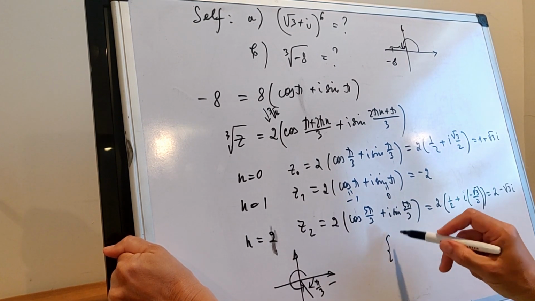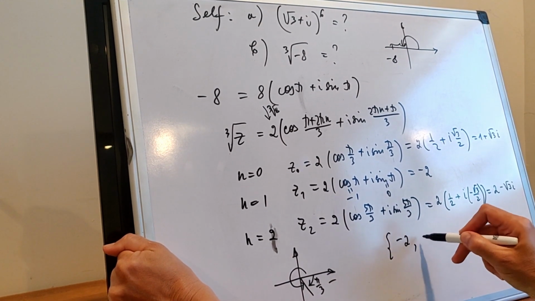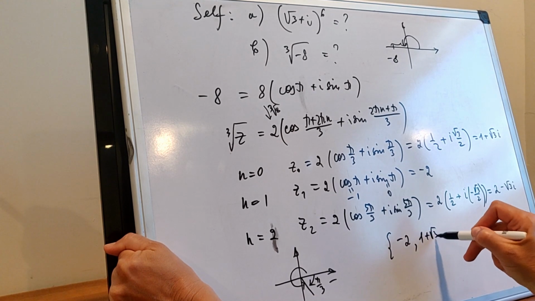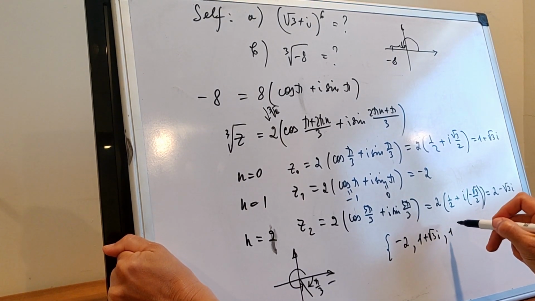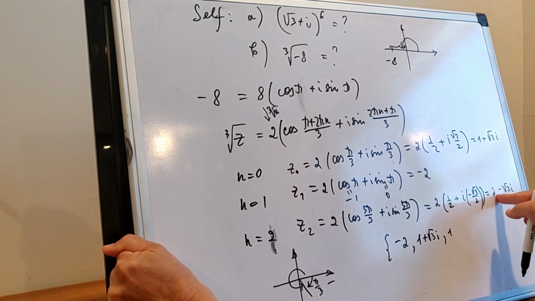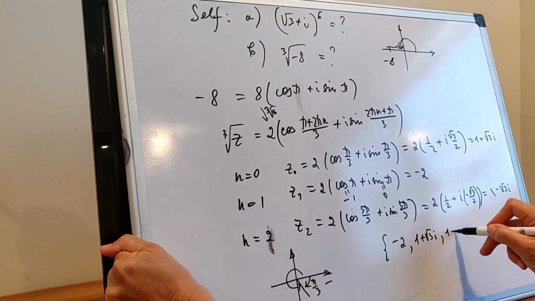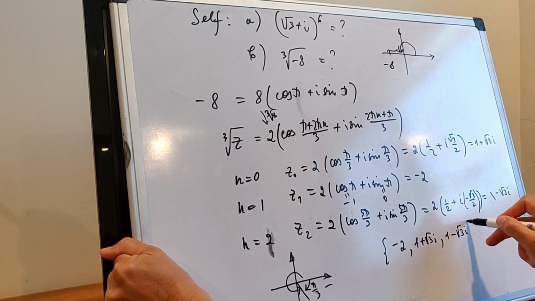So I'm going to write down my final answer: negative 2, 1 plus square root of 3 i, and 1 minus square root of 3 i. How do I get 1? This one's supposed to be 1, I'm sorry. 1 minus square root of 3 i.